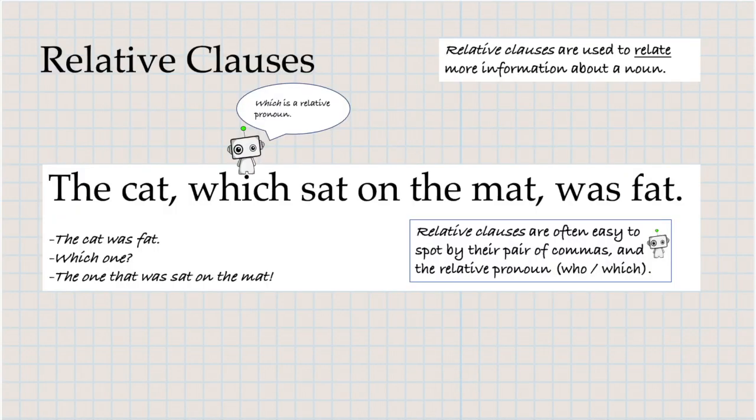In English, here's an example. The cat which sat on the mat was fat. Relative clauses are used to relate more information about a noun. The cat was fat. Which one? Well, the one that was sat on the mat. Relative clauses are often easy to spot by their pair of commas and the relative pronoun who or which.